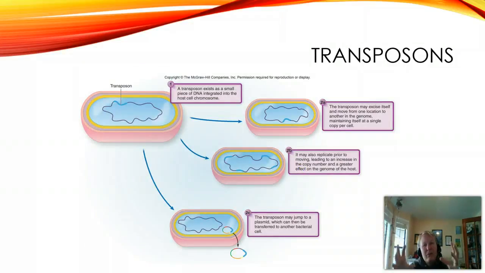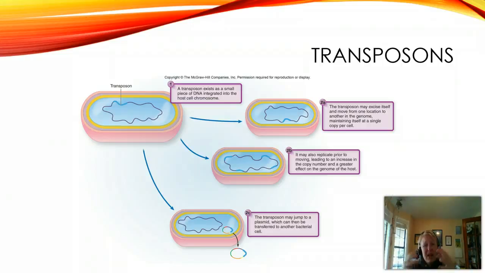Now we have one more thing, and this is not horizontal gene transfer. It can become part of horizontal gene transfer, but it's not on its own. And these are transposons. Transposons are jumping genes, and we actually have these ourselves. These are genes within the genome that can move around.